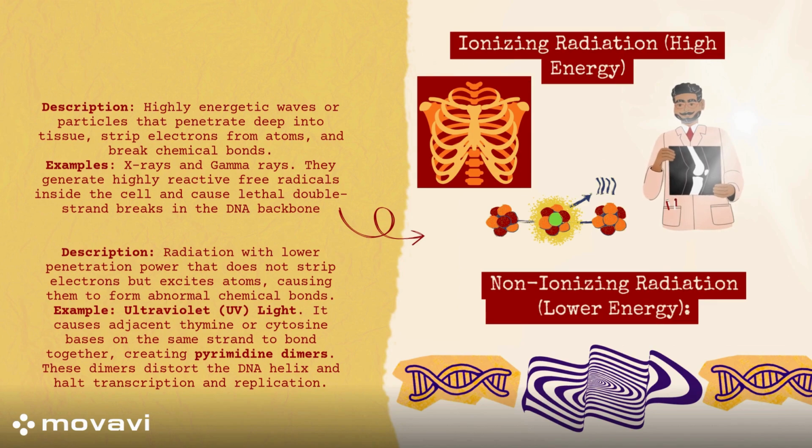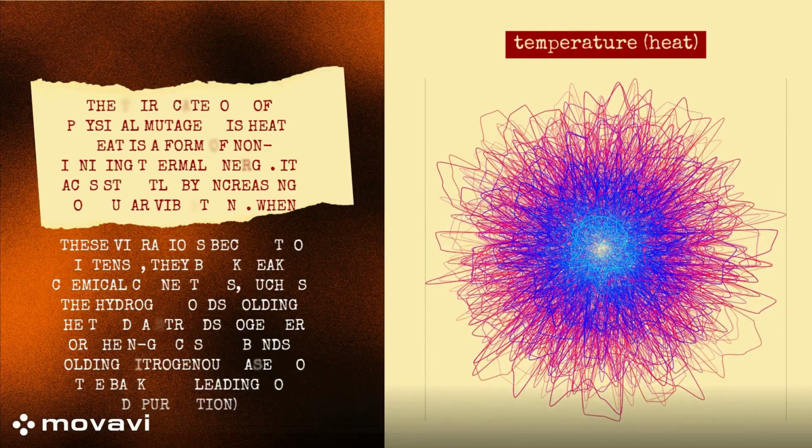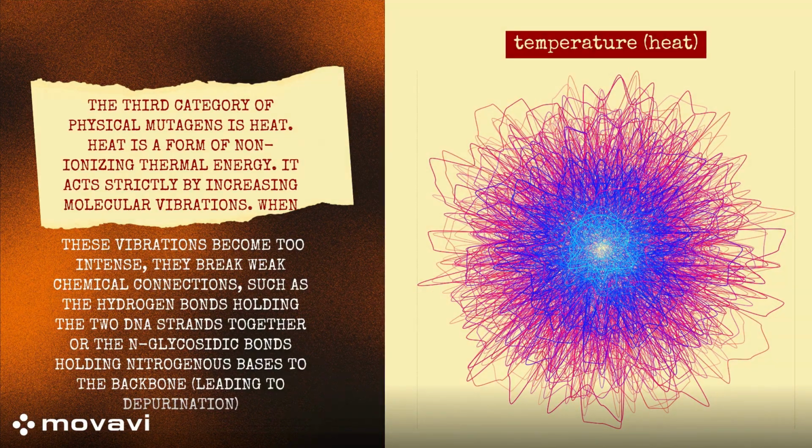So the last type of physical mutagen we'll look at is heat, or rather temperature. Heat is a form of thermal energy. It acts by strictly increasing molecular vibrations. When the vibrations become too intense, they break the weak chemical connections such as the hydrogen bonds holding the two DNA strands together and the N-glycosidic bonds. These N-glycosidic bonds are the ones holding nitrogenous bases to the backbone, and this leads to depurination.